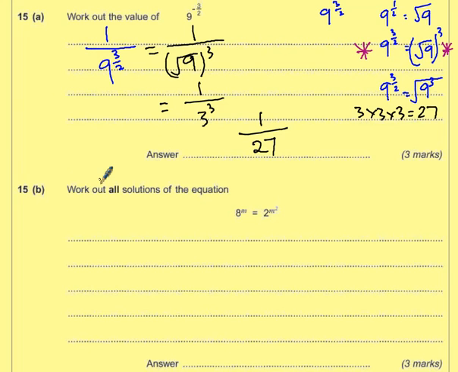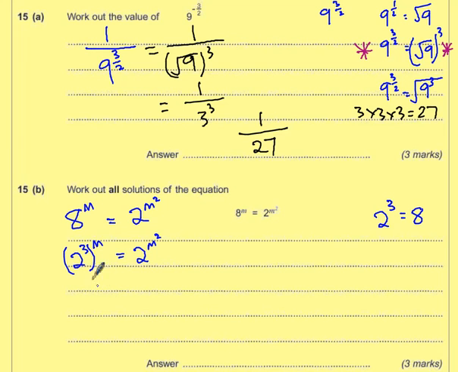15 part B. Work out all the solutions of the equation 8 raised to the power m is equal to 2 raised to the power of m squared. Now to be able to compare my powers, I need my base number to be written the same. So I'm going to utilise the fact that I know that 2 cubed is equal to 8. So I'm going to substitute for 8 in here to give me 2 cubed all raised to the power m, and that's equal to 2 to the power m squared.